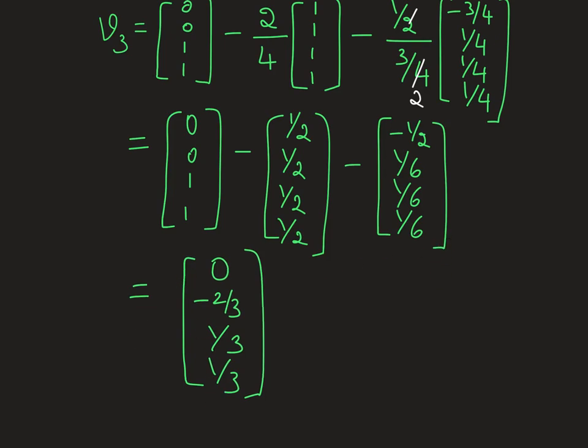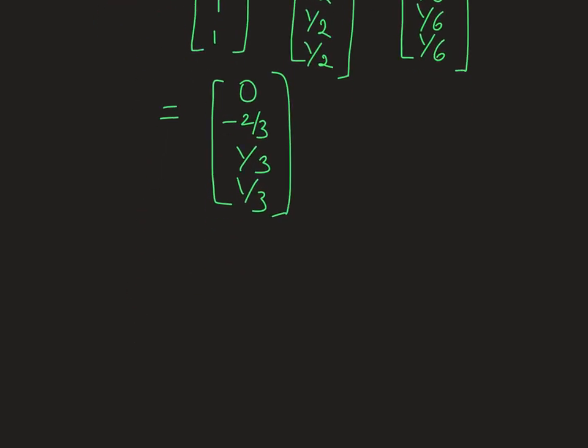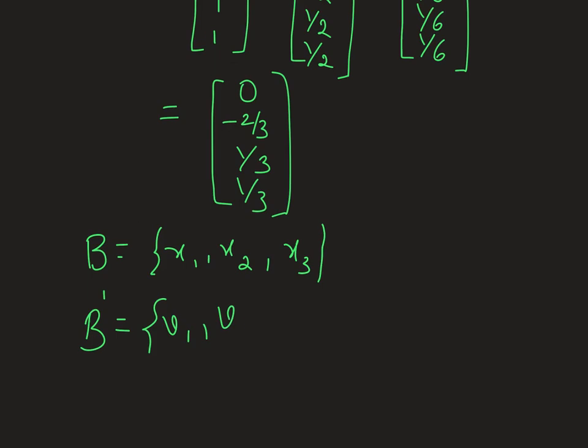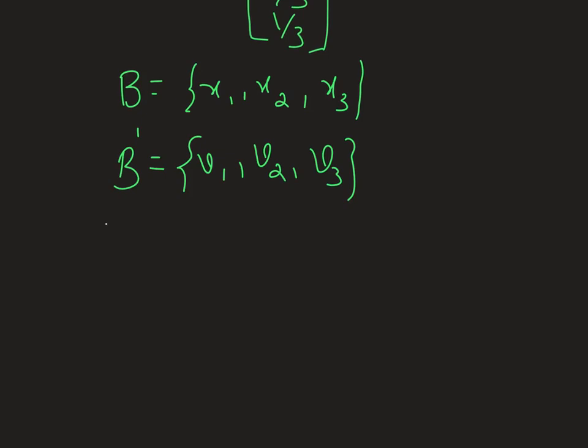So we have the basis B given by x1, x2, x3. Now we got B dash, which is v1, v2, v3, the orthogonal vectors. Also we have to check that the inner product of the vectors satisfies the condition of being 0.